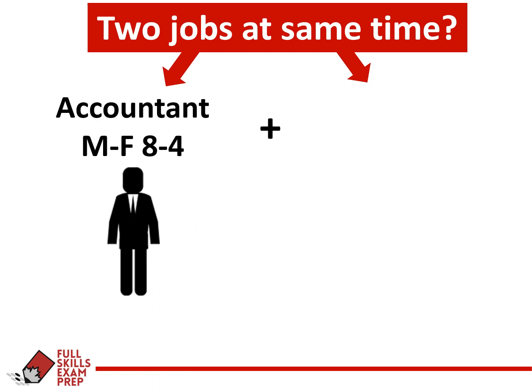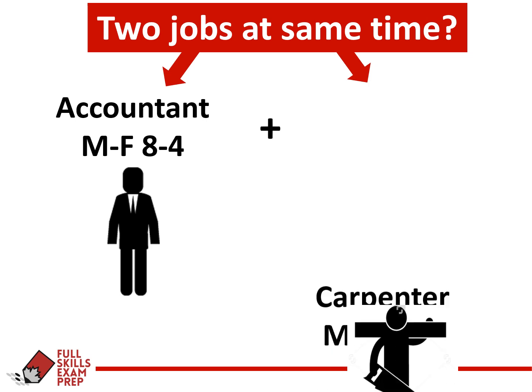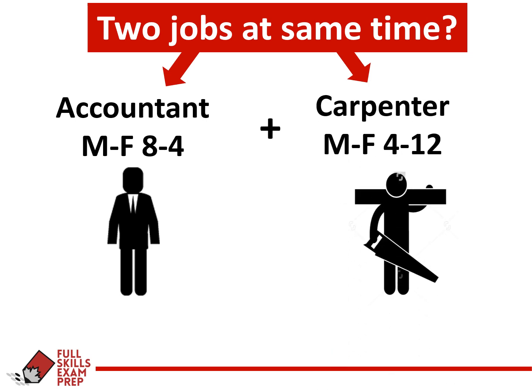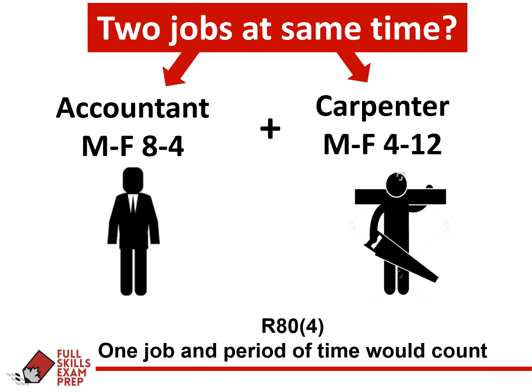And let's pretend that a person here worked as an accountant Monday through Friday from 8 to 4 every day, and then had a second job working as a carpenter from Monday through Friday, 4 o'clock until midnight. So in this case, he has a NOC A and a NOC B position, and only one job and one period of time would count for this. So it would be either the work as an accountant or the work as a carpenter.